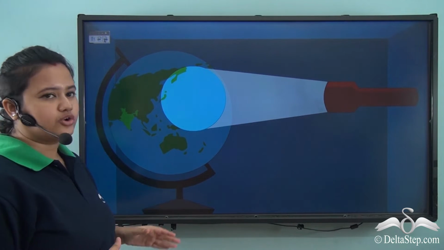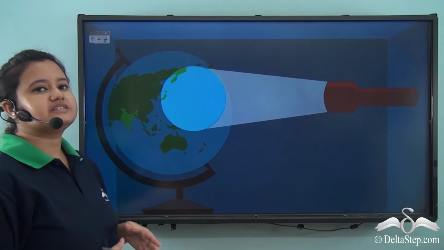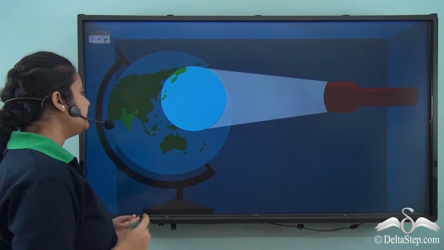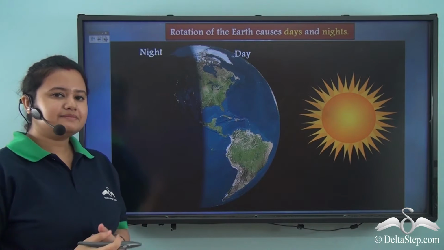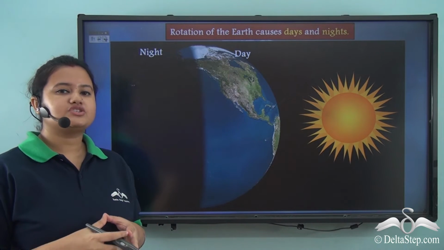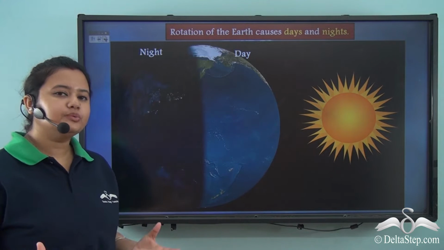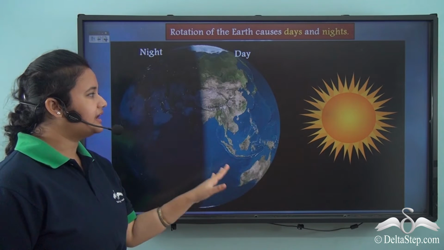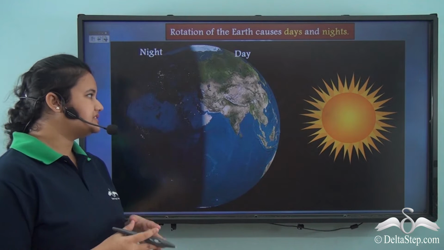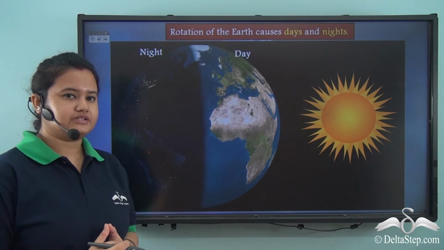Now turn the globe. As you turn the globe, you will find that a different part is illuminated by the torchlight while India is in a dark zone. Similarly, as the earth rotates on its axis, different parts of the earth are illuminated in gradual succession. See, here one part of the earth is illuminated while as it turns, a different part is illuminated.